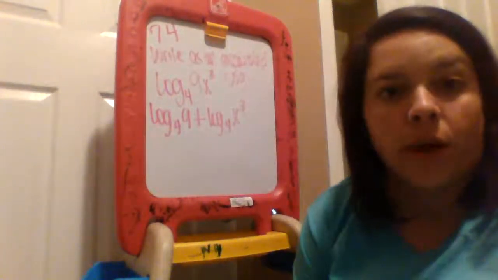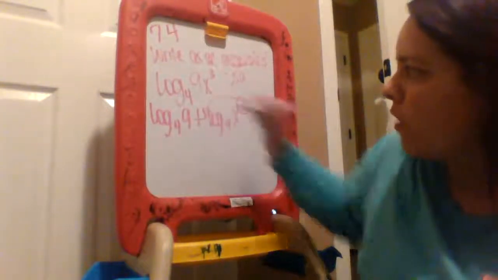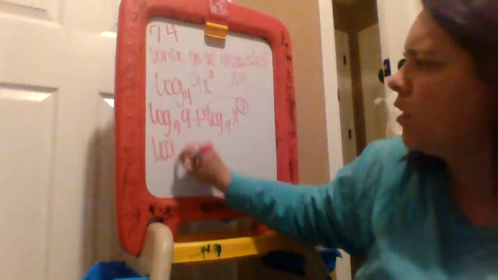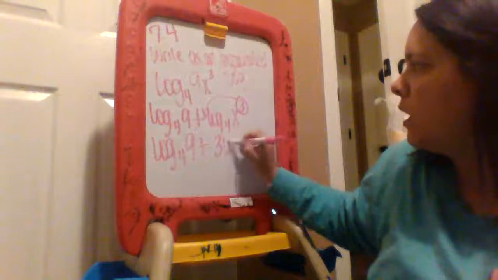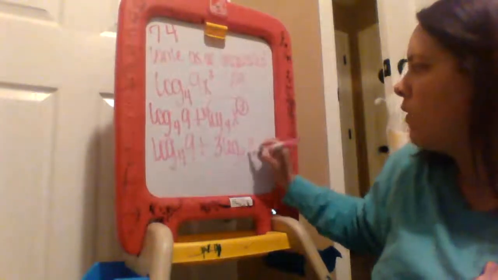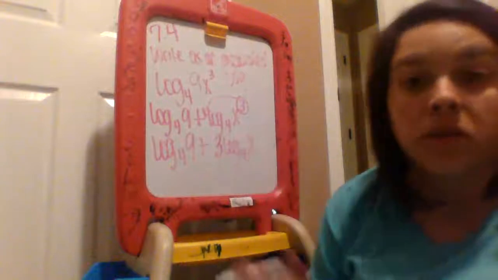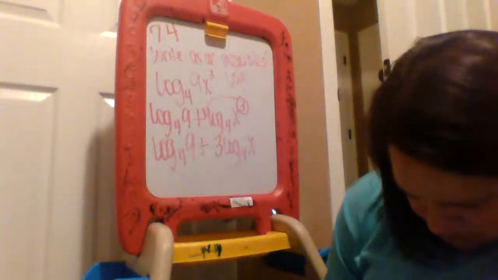Do you have any other properties? This exponent right there needs to drop out front of the log that it's on. So this would be log base 4 of 9 plus 3 log base 4 of x. And there's no other multiplication or division going on there, so that would be it. Does that look fuzzy to you all, or does that look okay? I think once I get closer, it looks okay.